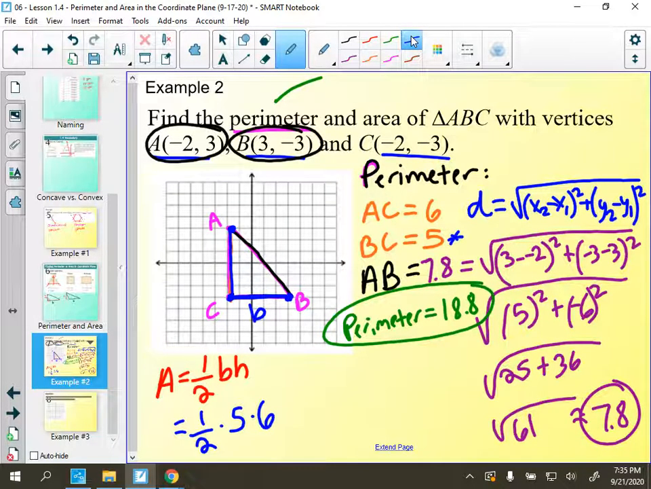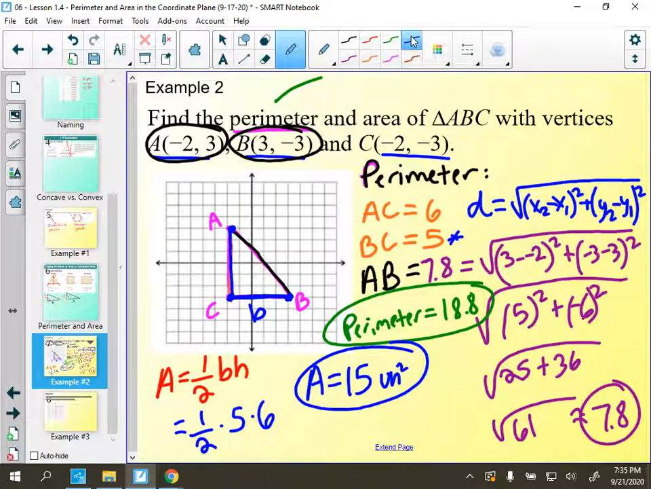So the area of our triangle ABC ends up being 1/2 times 5 times 6. 5 times 6 is 30. Cut that in half, it would be 15 square units. It's up to you. Again, just because there are no units, you can leave it as just 15, with the understanding that we're definitely working in square units. So there we go, there's a triangle example. Let's do one more.